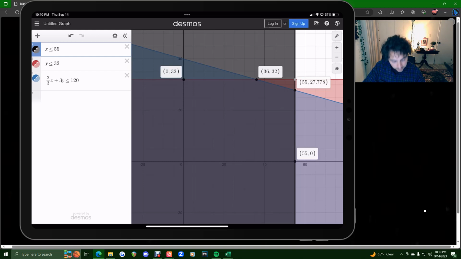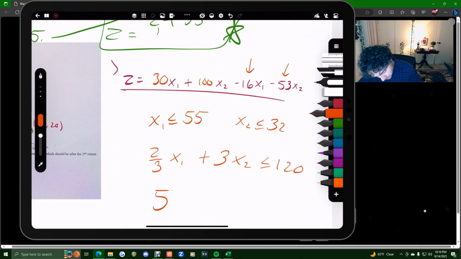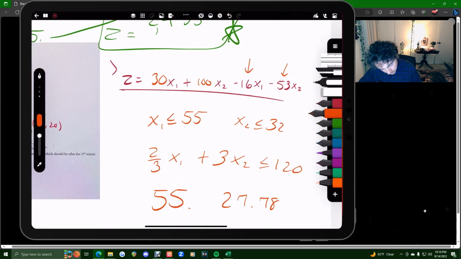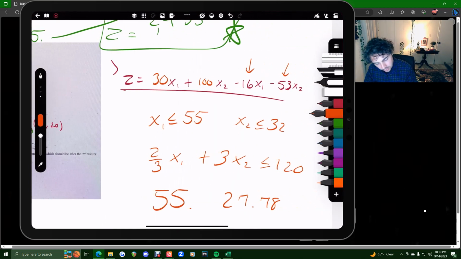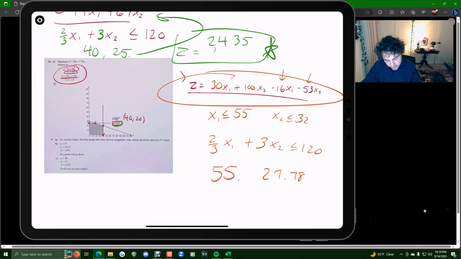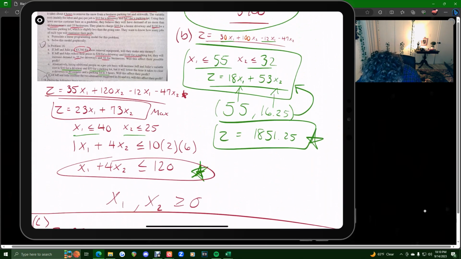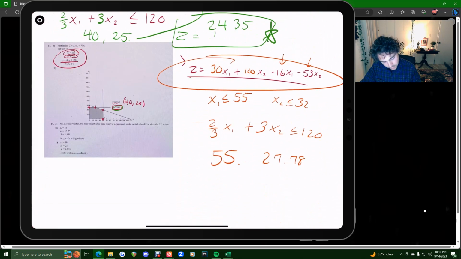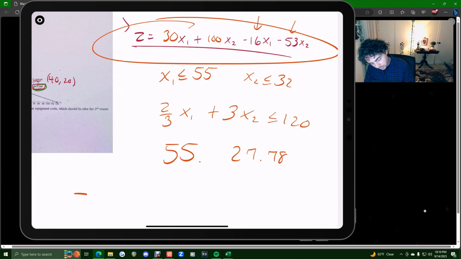So I'm going to hope it's the 55 and the 27.778. So I'll go 55 and 27.78. Then we would plug that into the profit equation up here, and just see would that give us a max profit or not, a higher profit than the original one. So I guess while I'm at it, I gotta try it here. Let me write a simpler profit. It's 30 minus 16, that's 14, x1, plus 100 minus 53 is 47, x2.